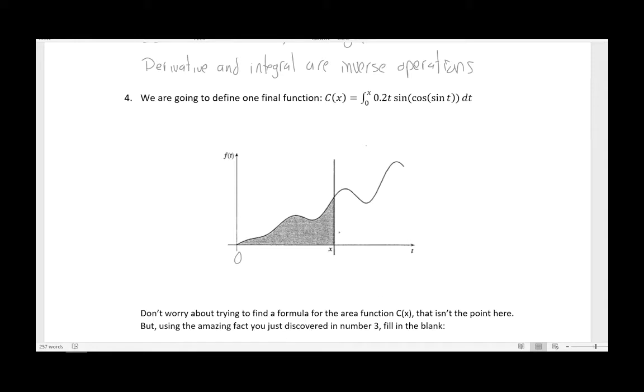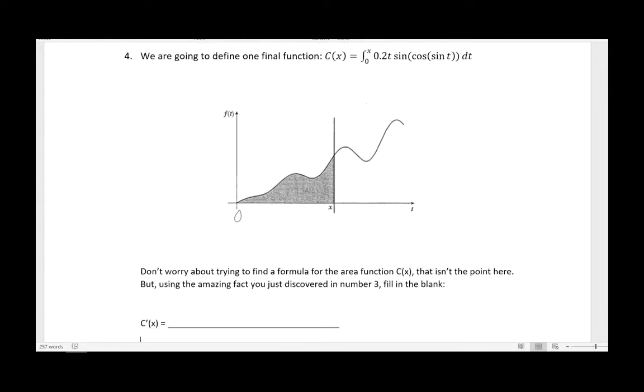I want to calculate the area under that curve. I want to evaluate this integral. So I don't really want to evaluate that integral. What we just learned is the derivative and the integral undo each other. So in other words, I'm jumping ahead of myself. Down here, what I want to do is find the derivative. So don't worry about trying to find a formula for the area. That's not the point here. But using this amazing fact we just discovered, let's fill in the blank. So what would the derivative of that integral be?